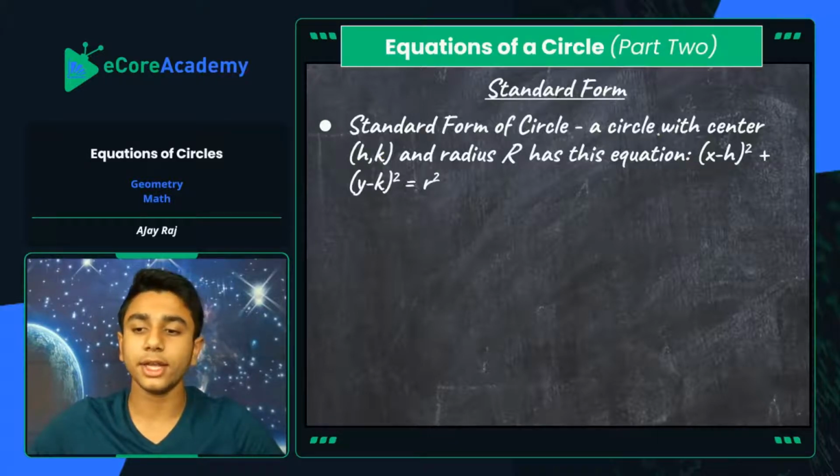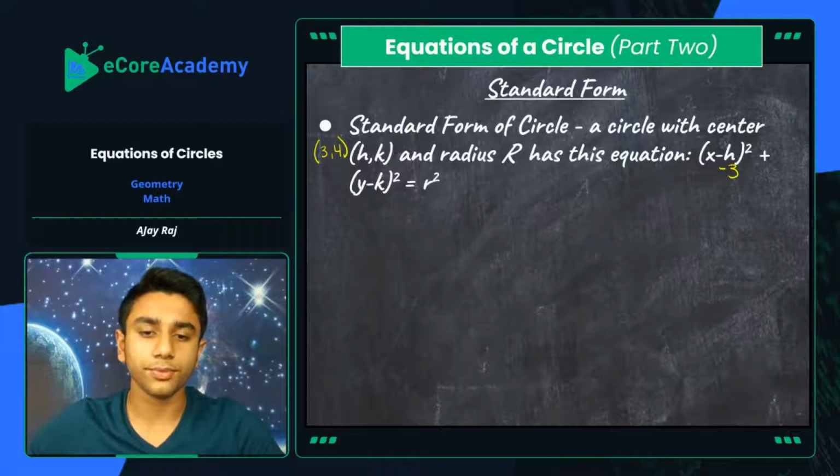You make h your negative h value. Say, for example, h is 3. Let's say that our center is (3, 4). We plug in 3 for h and we get negative 3. And then we plug in 4 for k and we get negative 4 here, just in terms of this equation.